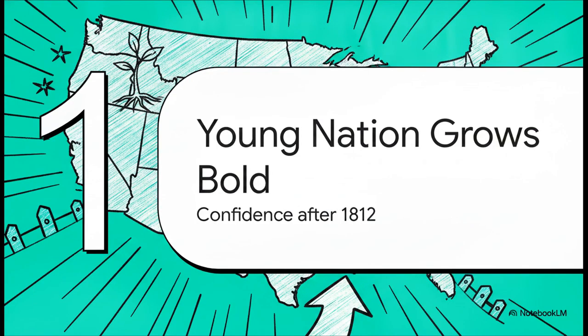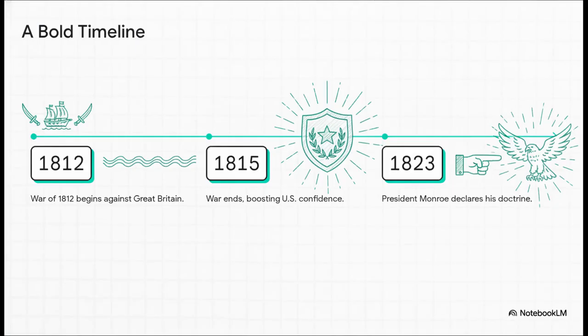Starting with Section 1. A young nation grows bold. To truly understand the sheer audacity of what the United States did in the 1820s, we have to look at the country's mindset at that specific time. They certainly weren't a global superpower yet, right? They were still this grand experiment in democracy.